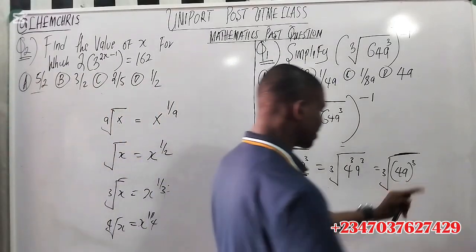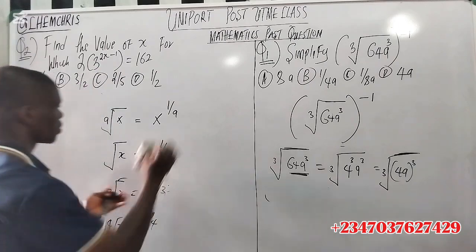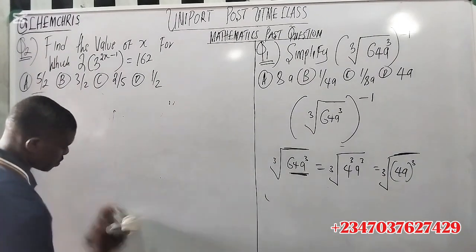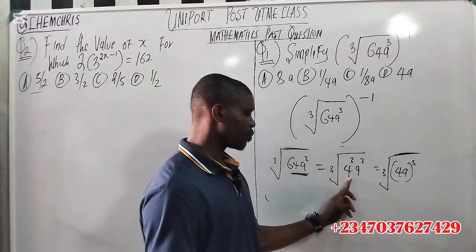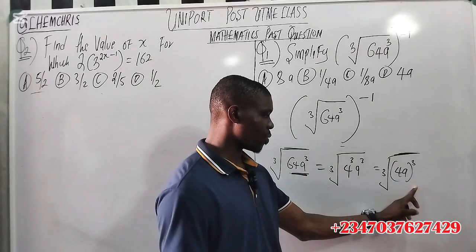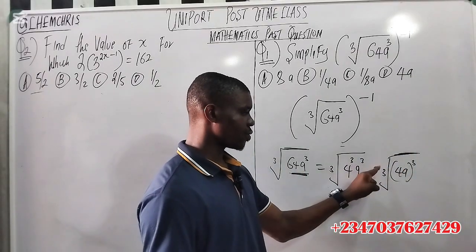So when you have something like this, remember from here, move down to this other one here. Now here we can see the cube root.